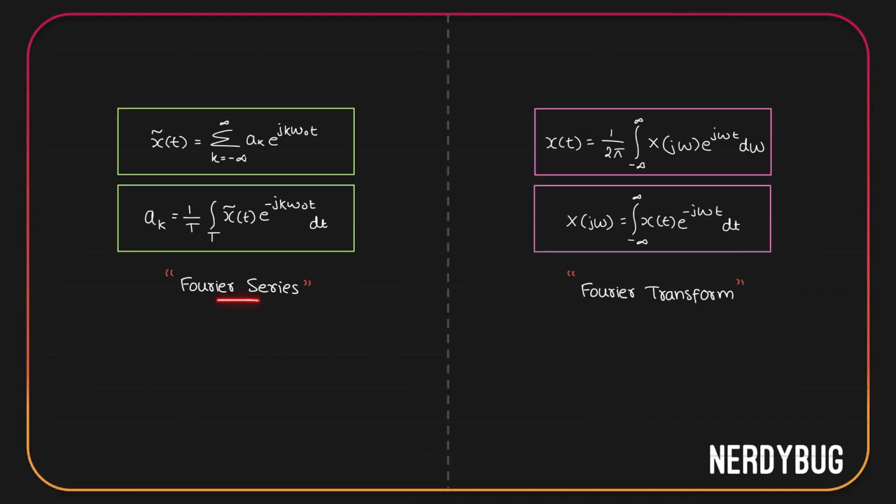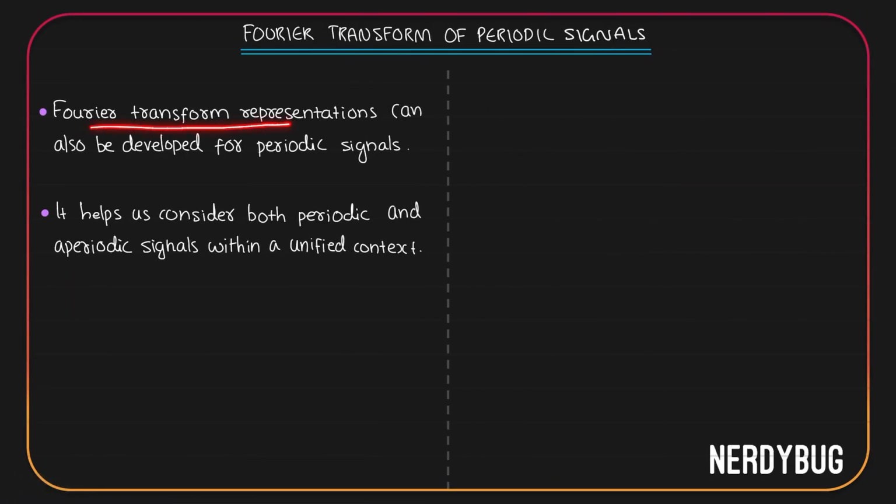Now, we learned Fourier series for periodic signals and Fourier transform for aperiodic signals. It is a little inconvenient that we have to use two sets of equations and two sets of methods for periodic signals and aperiodic signals. If we could also develop Fourier transform representations for periodic signals, then we could bring all the signals under the same umbrella. In fact, it is possible. Fourier transform representations can also be developed for periodic signals. And if we do that, it will help us consider both periodic and aperiodic signals within one unified context.